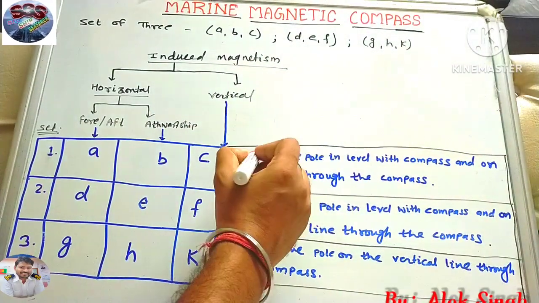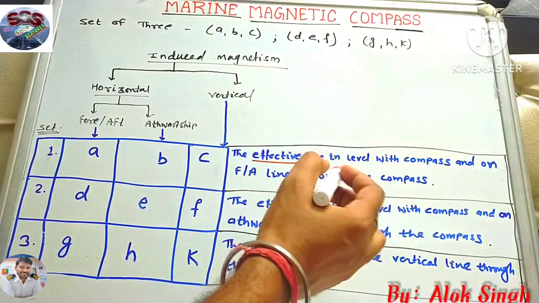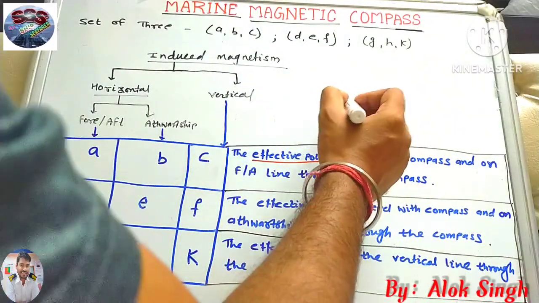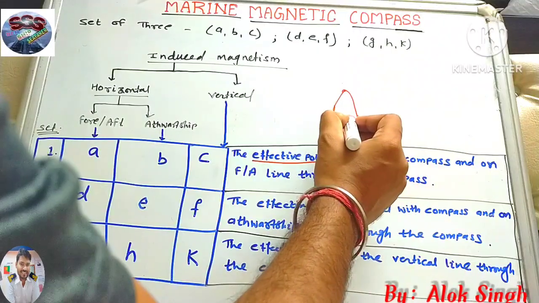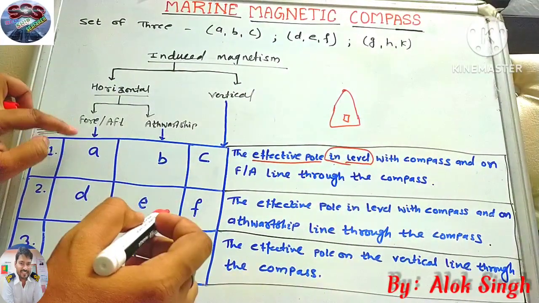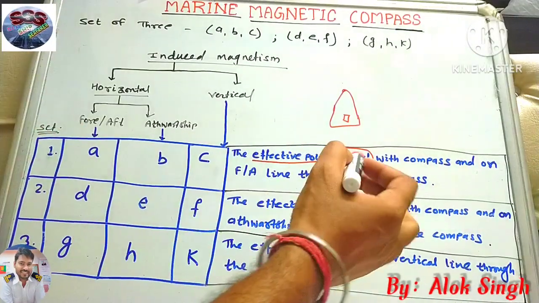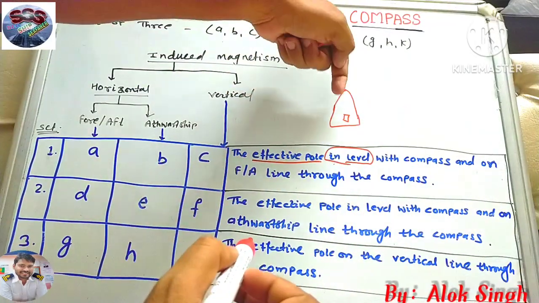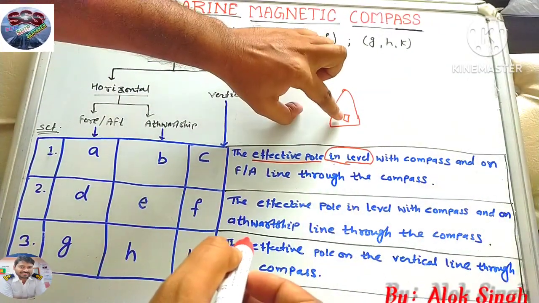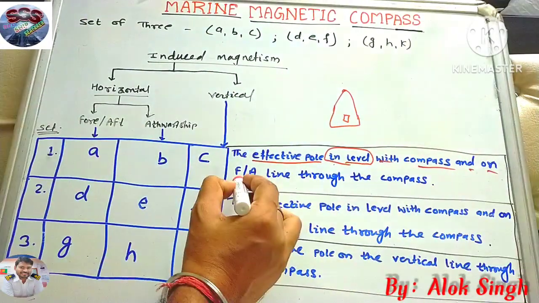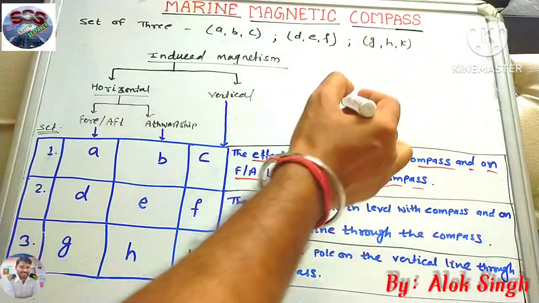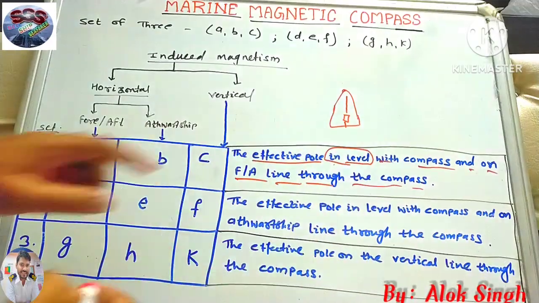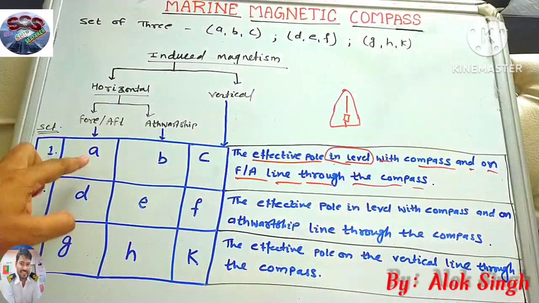So what is here? The effective pole, which we have already discussed in the previous part. The effective pole in level, this is the key point, in level with the compass. Suppose our vessel or our compass is here, and I talk about this rod A, which is fore and aft. In level means that if your compass is here, then that rod must be in level with this compass, and on the fore and aft line through the compass. Like suppose one rod is here, it is fore and aft in the same level, another might be here. So in level and in fore and aft line through the compass. So this is for A.